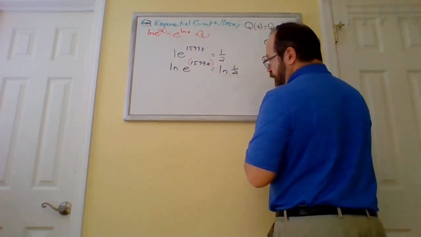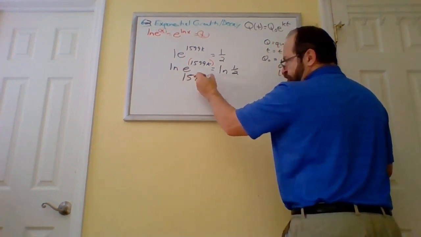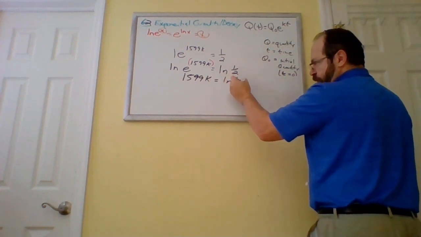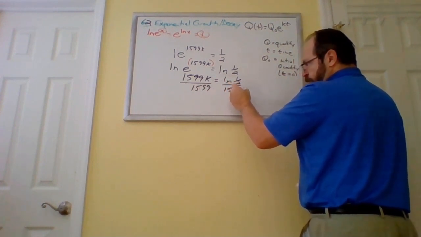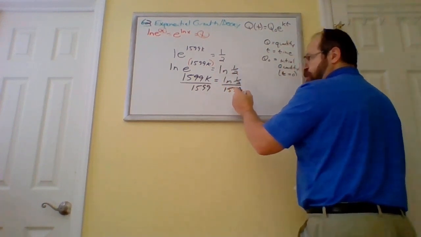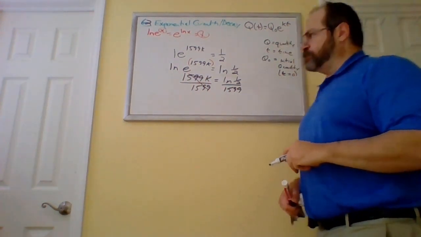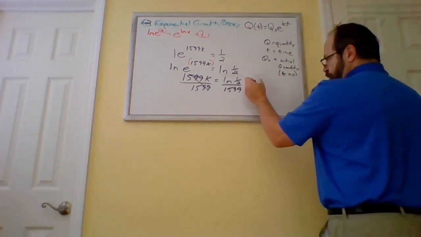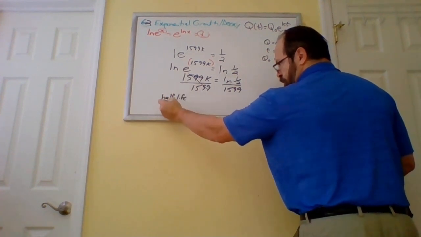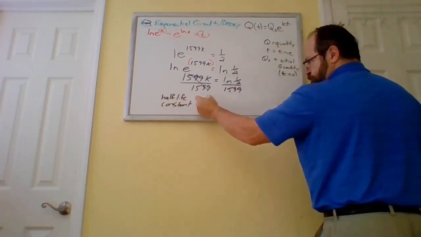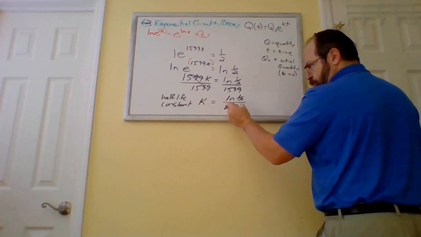So what do I get? I get 1,599 k equals natural log of a half. So this would be considered our k value. This would be our half-life constant. So there's our half-life constant, okay? It's going to be natural log of a half over the number of years.